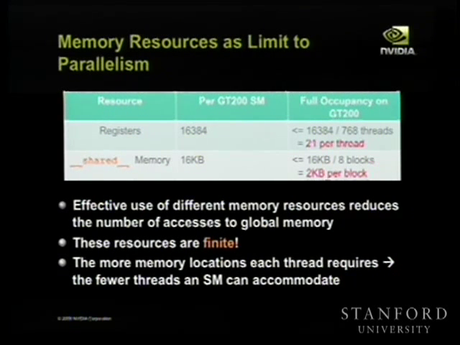To get to full occupancy on the SM, to launch a number of threads such that every computational resource on the SM is available and all the ALUs are utilized, you're limited to 768 threads to get all of those registers available to each thread. And that gives you 21 registers per thread. You get that by dividing 16,000 by 768. So that's not many registers to work with.